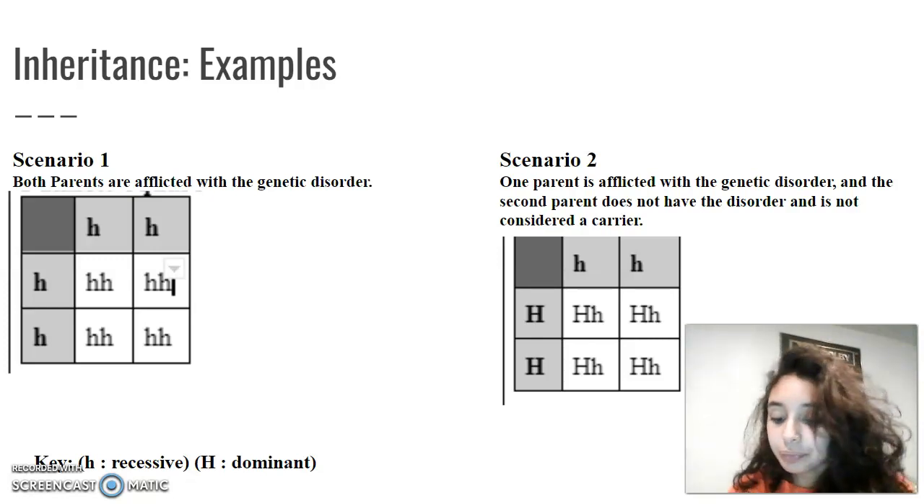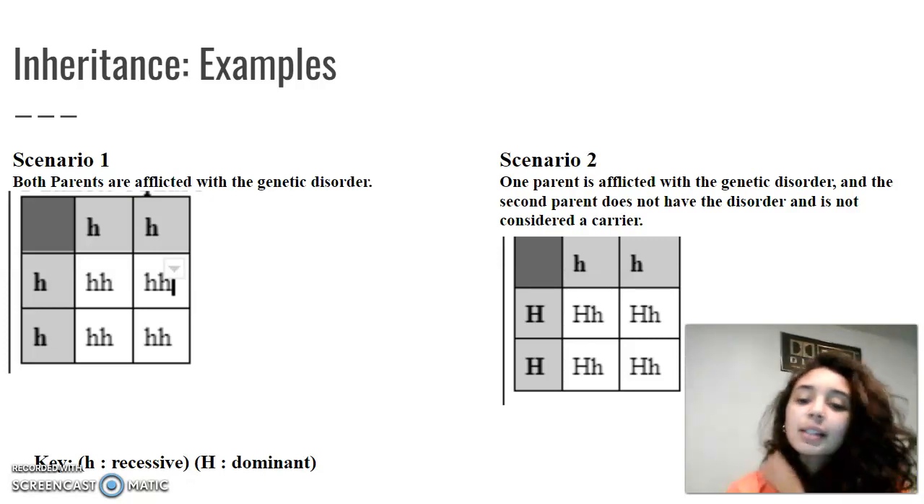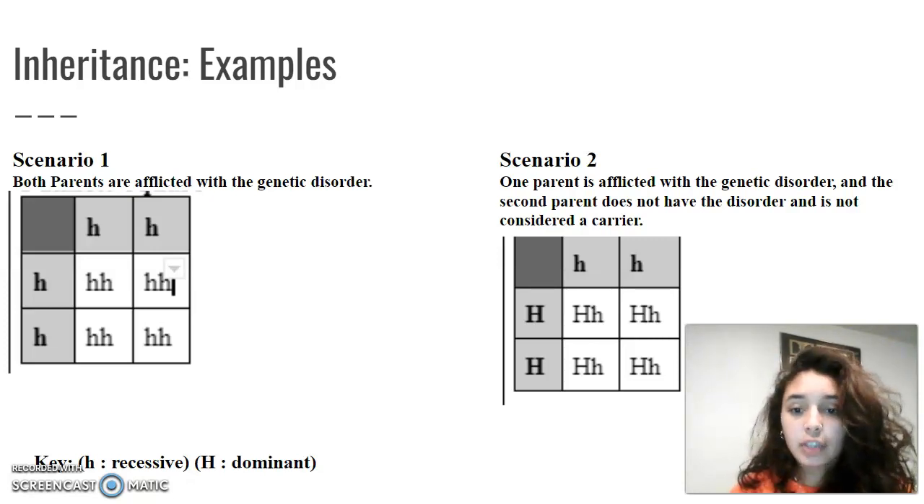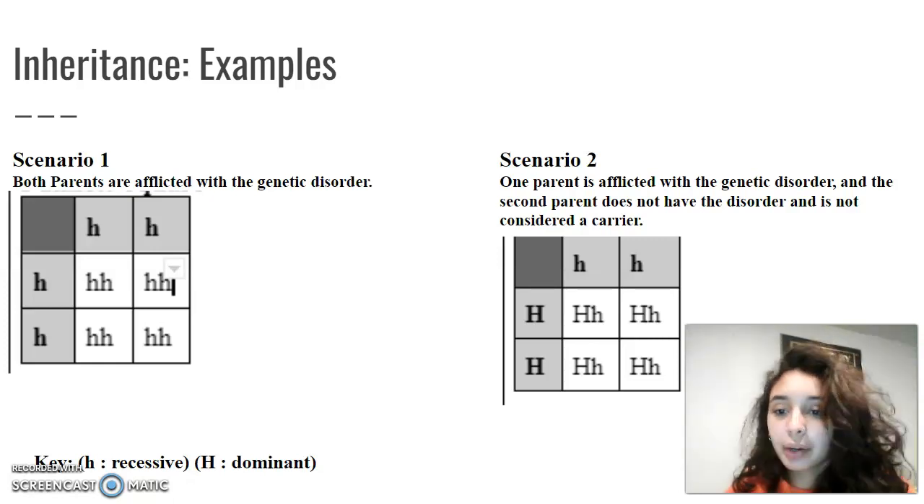For scenario 2, one parent is afflicted with the disorder and the second parent doesn't have the disorder, nor is considered a carrier. So I know already from scenario 1 that the afflicted individual must have lowercase h. That's the letter that I chose for mine. And the second parent is neither a carrier nor afflicted.